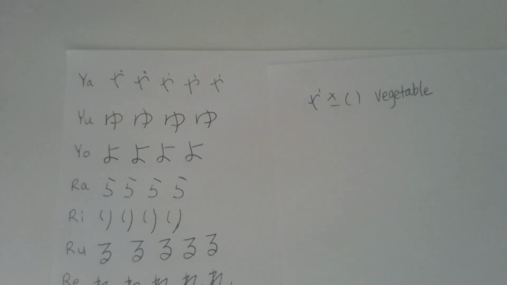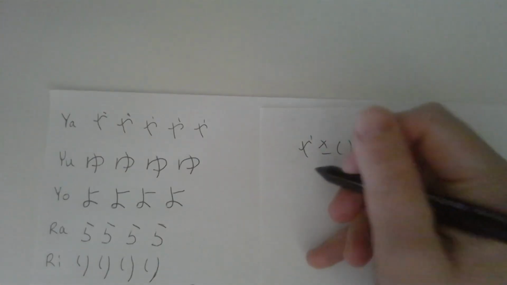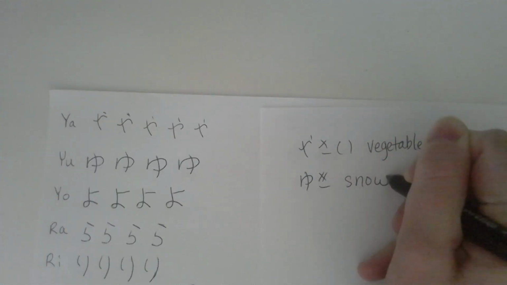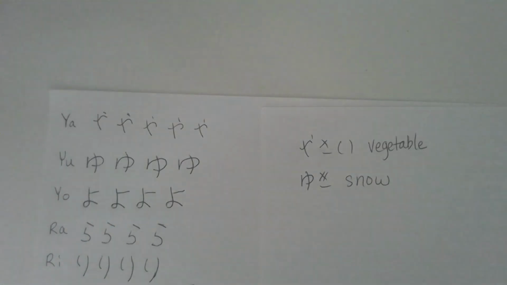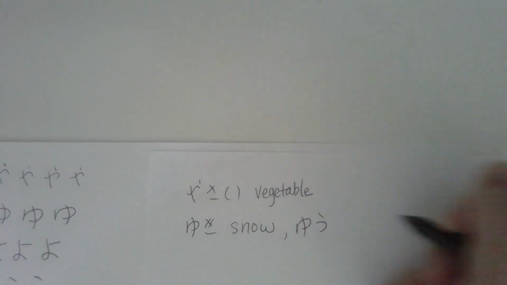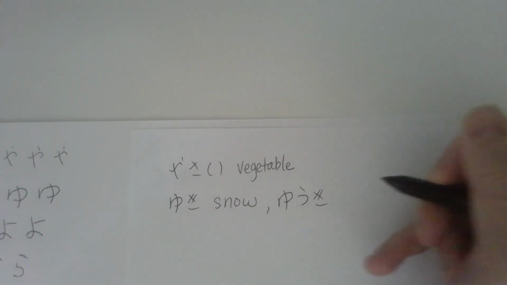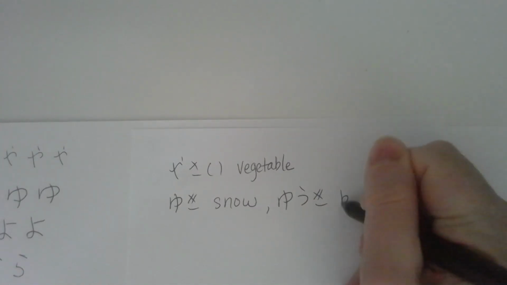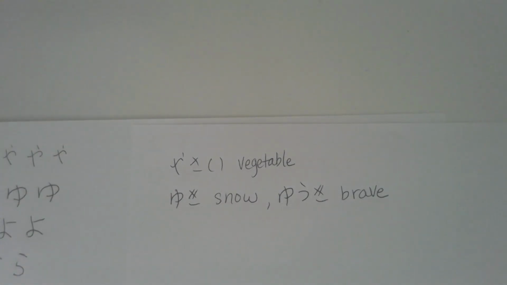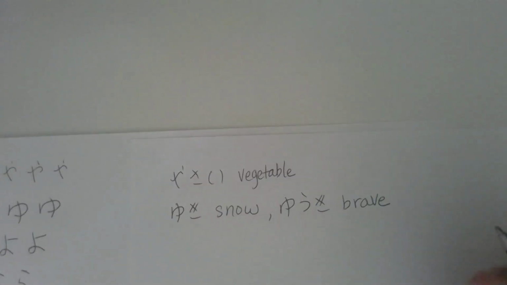For you, we can do the word yuki, which means snow. Yuki, snow. But if you make it yuki with the u in there, yuki, that means courage or bravery. I'll just put brave. Well, okay, I'll write bravery. So we're more accurate here. Alright.